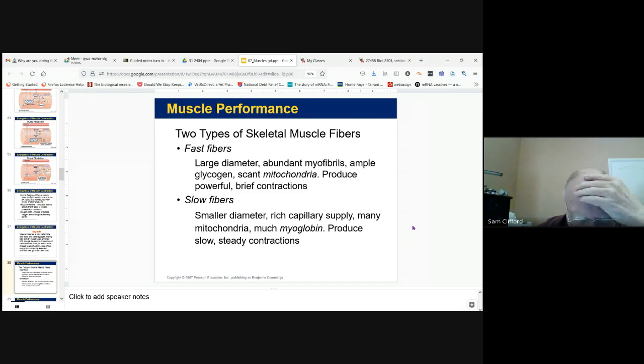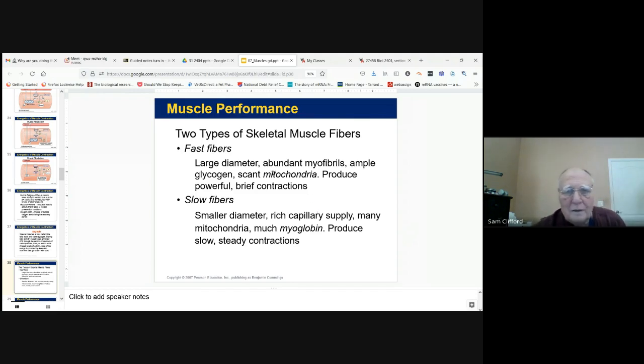Chicken breast versus chicken leg. Fast fibers are large diameter, store a lot of glycogen, brief contractions. Slow fibers, they're smaller diameter. Myoglobin also helps carry more oxygen into the muscle. So fast fibers and slow fibers, white fibers versus red fibers. I'm not going to ask you about which is red or white because I can't remember at the moment.